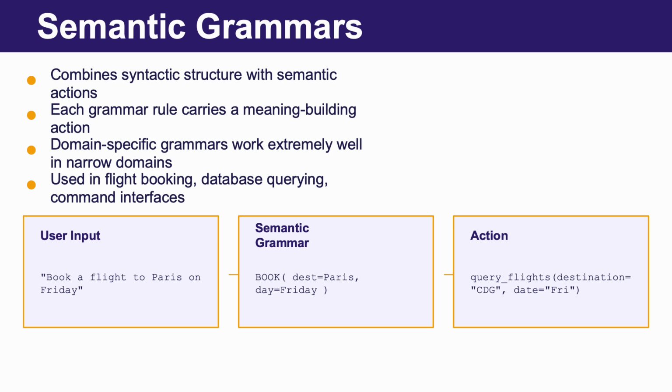Another example is a bank customer service system that uses semantic grammar. When the customer says transfer $200 from my savings to my checking account, a grammar parser parses this and produces a structured action: transfer, amount equals 200, source equals savings, target equals checking. The banking software then executes this action directly. There is no ambiguity and no guessing involved in this case.